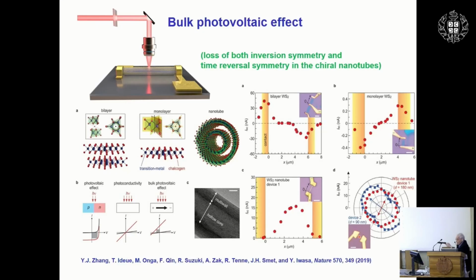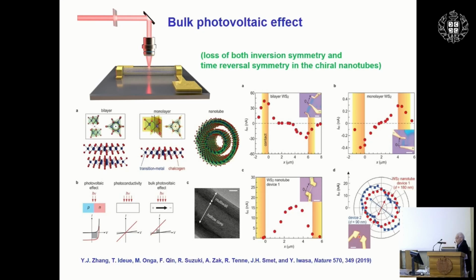So usually when you take multi-wall tungsten disulfide or even a single-wall tungsten disulfide, the photocurrent is always at the junction with the gold electrodes. But in the case of the nanotubes, you can get the photocurrent in the middle between the electrodes. And this is the classic demonstration of the bulk photovoltaic effect. And this bulk photovoltaic effect was orders of magnitude larger than the known bulk photovoltaic effect in nanotubes.